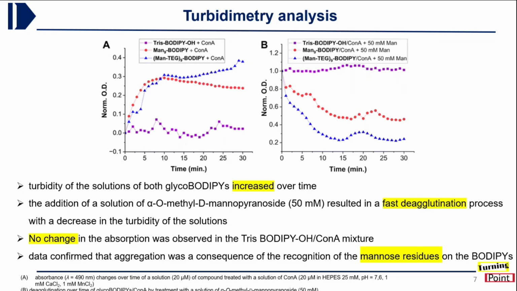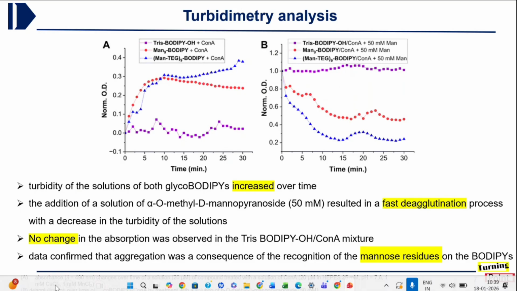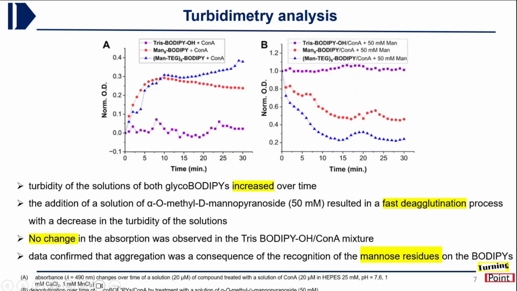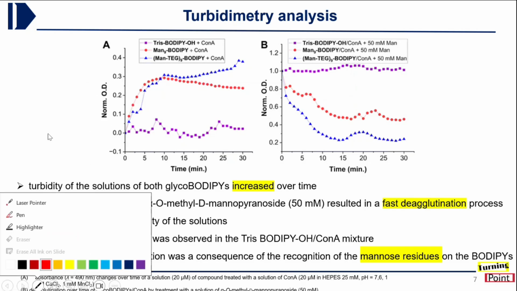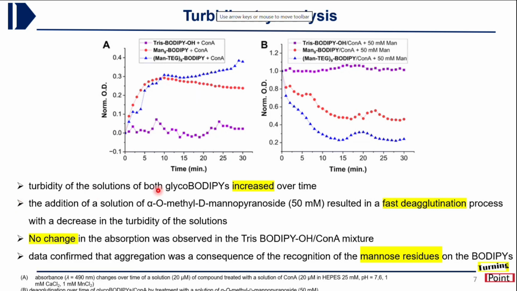Now another case, they studied the turbidity analysis. The turbidity of the solution of both glycoBODIPYs increased over time. Here you can see the tris BODIPY OH plus ConA they have used, first, this purple line. Then mannose BODIPY ConA, this red line, and then mannose tetraethylene glycol BODIPY plus ConA, the blue line, in both graphs A and B.